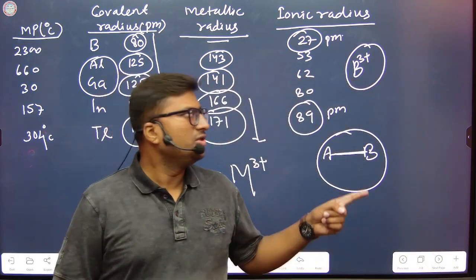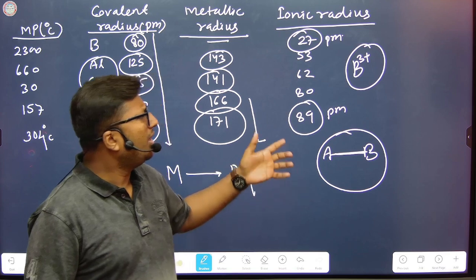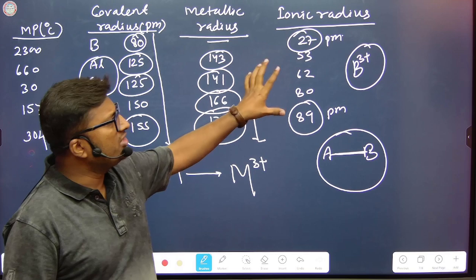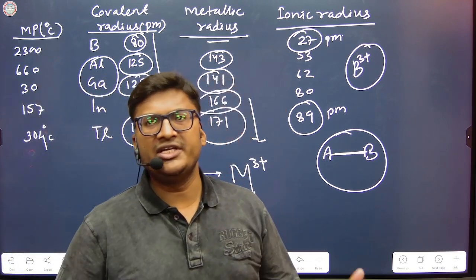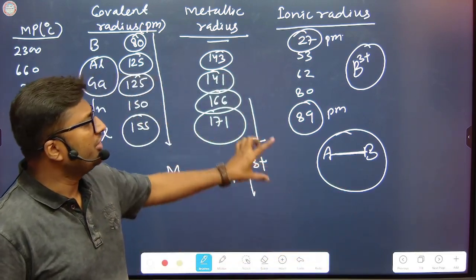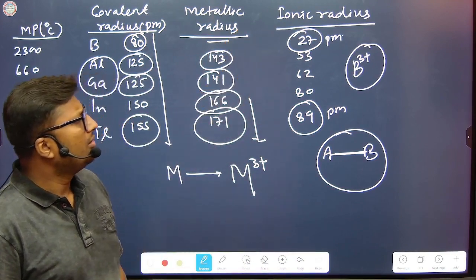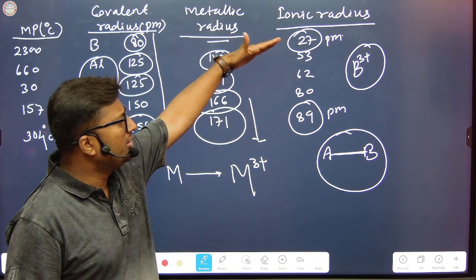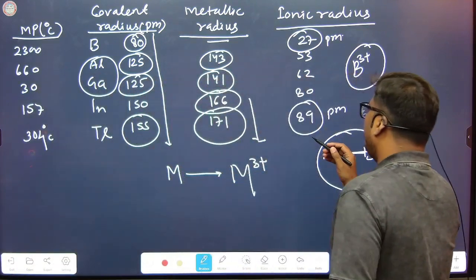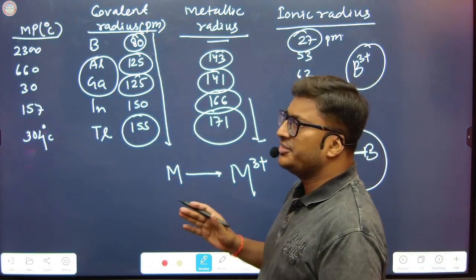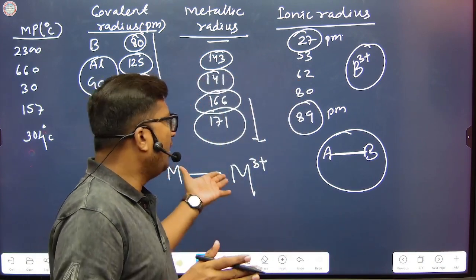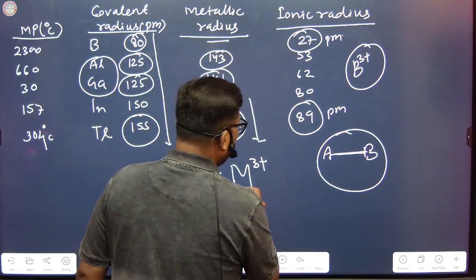As you can see from this table and these data, the first member, the head element boron, has the lowest ionic radius. It means it has very little tendency to form B3+ or M3+ like structures. However, for the rest of the elements, moving from top to bottom, the ionic radius increases. The biggest ionic radius, 89, is for thallium. It means thallium behaves like a metal, so it can be easily converted into M3+.